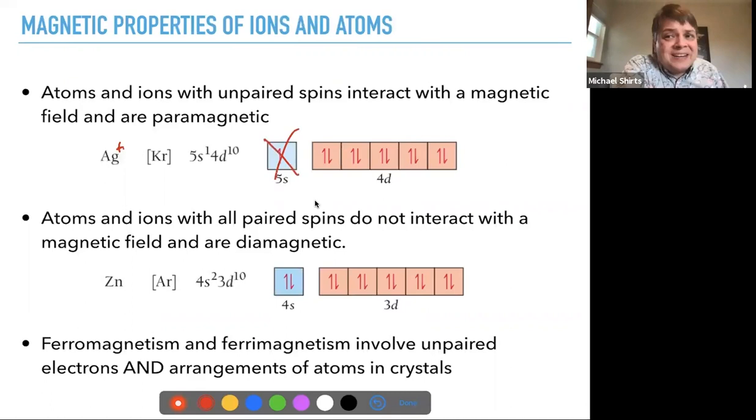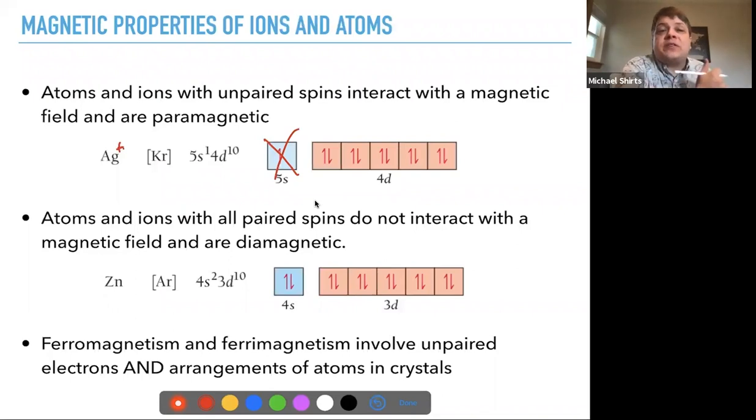There is one other type of magnetism, ferromagnetism and ferrimagnetism. Those involve unpaired electrons and arrangements of atoms in crystals. That's the sort of permanent magnetism that we'd see in refrigerator magnets. You need to have unpaired electrons to get ferromagnetism, but you also need to deal with the arrangements of the ions and the atoms of the crystal. So we're not going to deal with what's ferromagnetic or not. That takes more information than just the information you see in the individual electron orbitals.